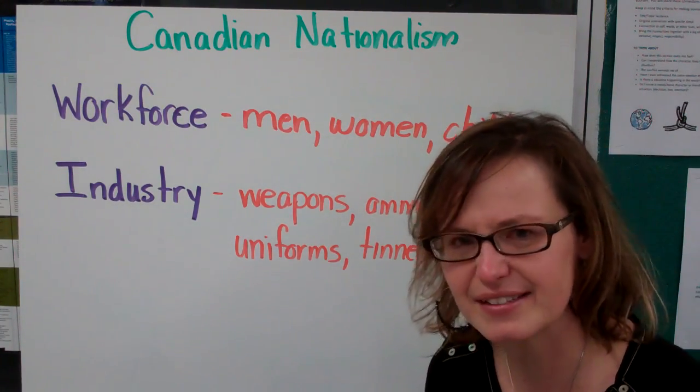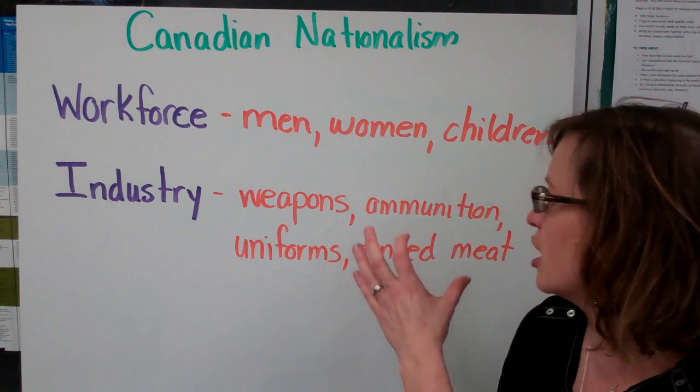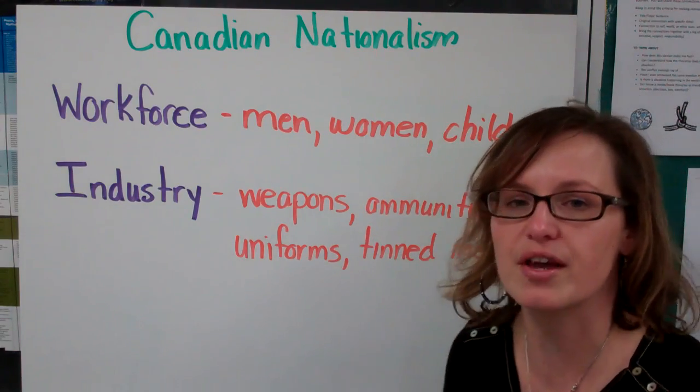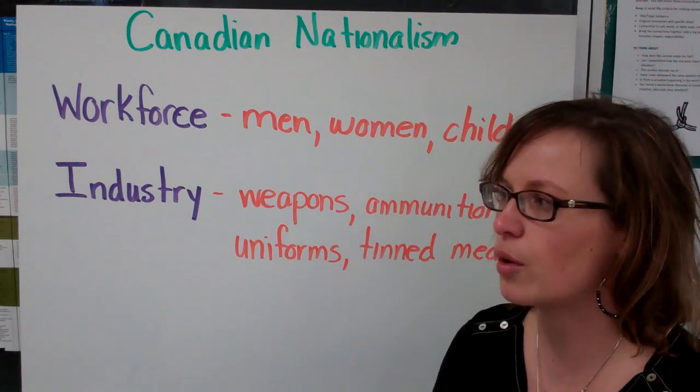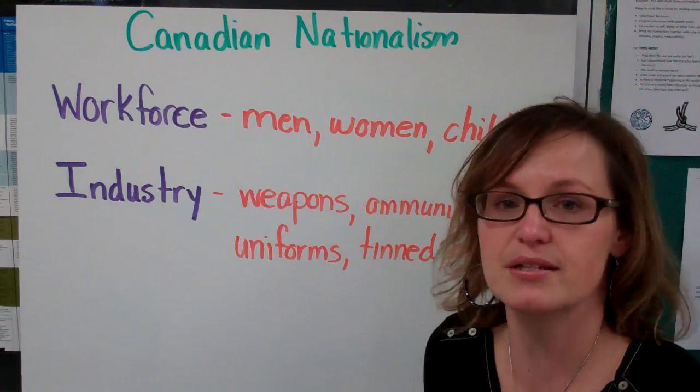Industry. That secondary industry of manufacturing was booming. Weapons, ammunition, uniforms, tinned meat, these were all things that were needed for the war. So if you could find a way to manufacture these goods, your business was booming.